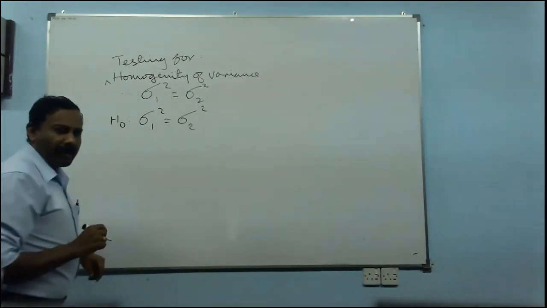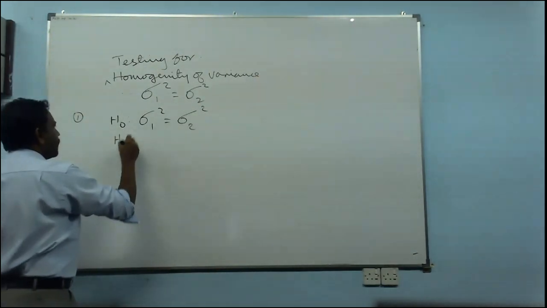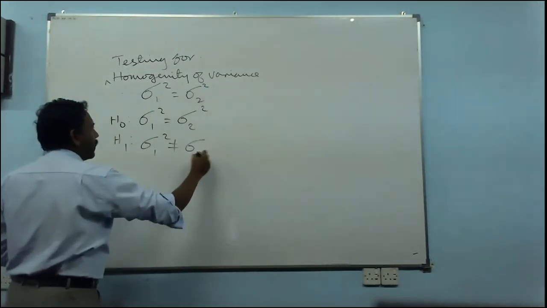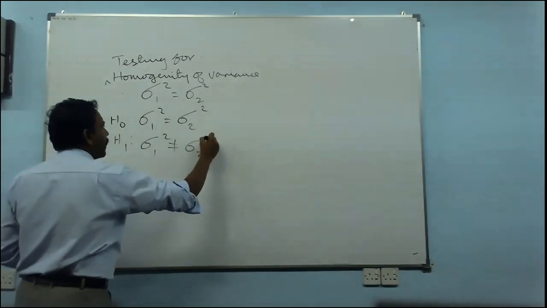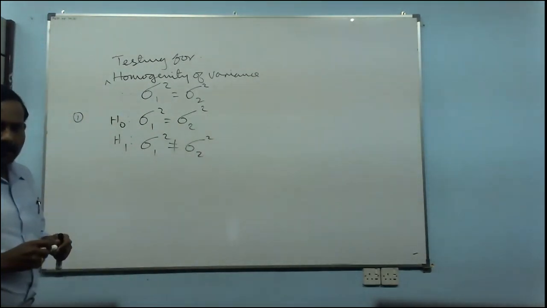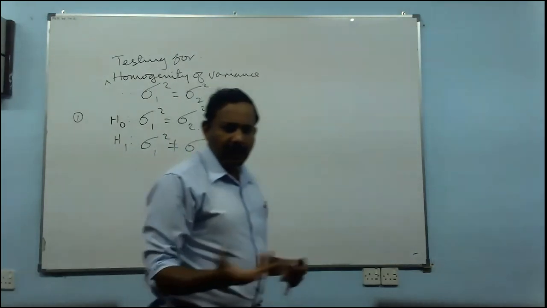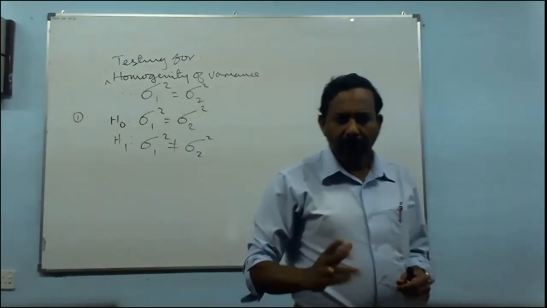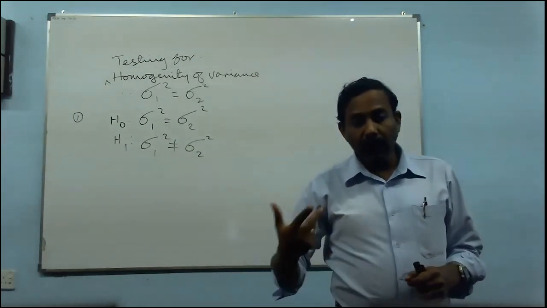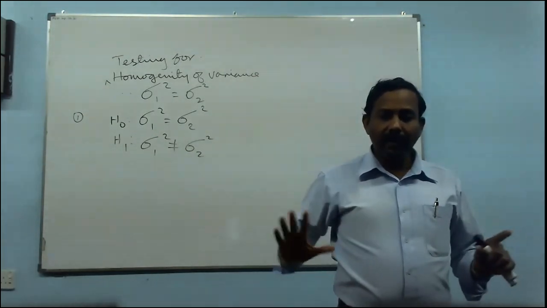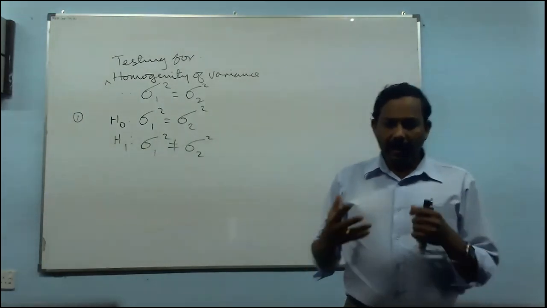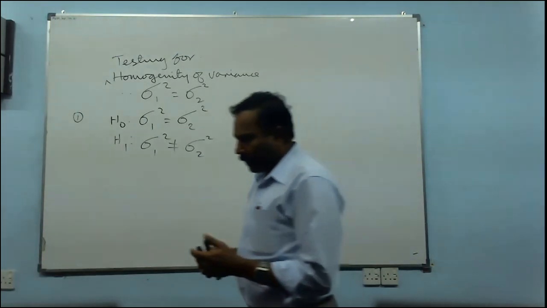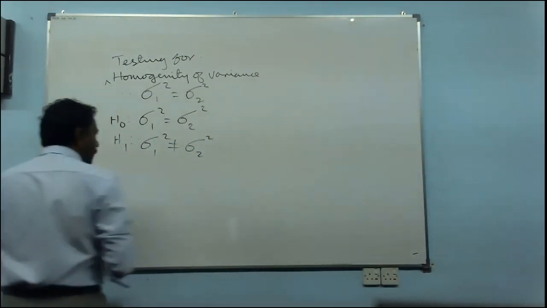So that is my null hypothesis. What is the alternative hypothesis? Sigma 1 square is not equal to sigma 2 square. So this is not equal to that. That's all. We don't want to see whether sigma 1 square is higher than sigma 2 square. That is not necessary here, only whether the variances are equal or not. That is your first step.